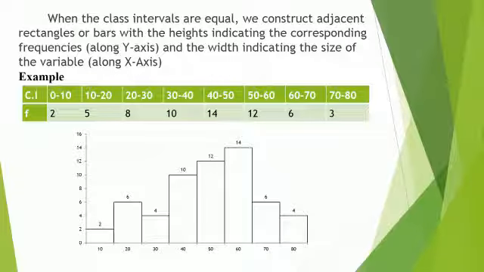We draw first 0 to 10, which is 2. So we draw the bar for 0 to 10. The continuous bars are the histogram. Then 10 to 20 we continue in the same way. The last one, 70 to 80, is 3. The continuous bars are the histogram for equal class interval.